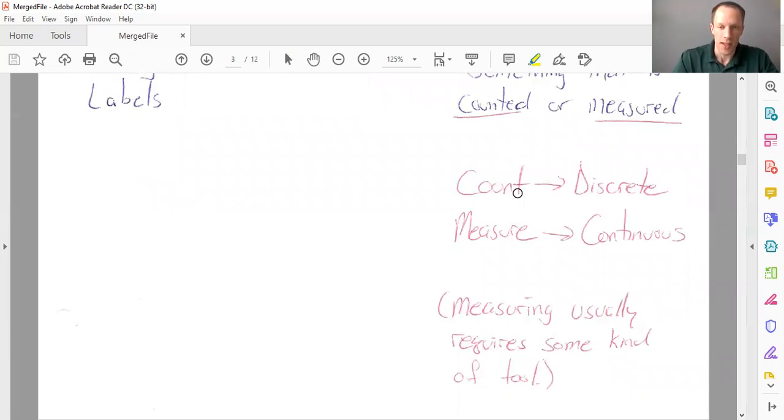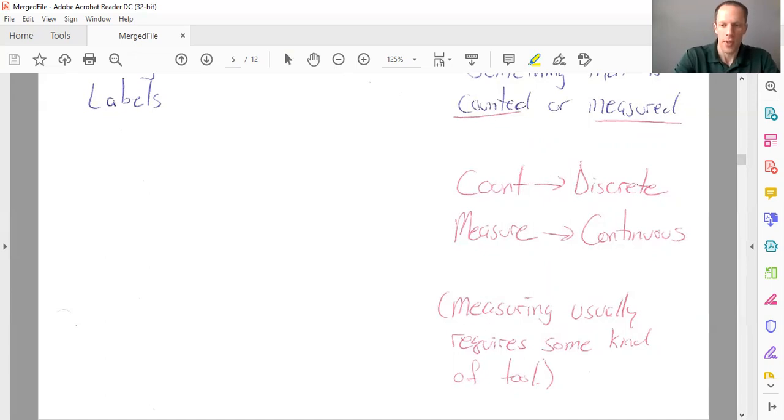And then, like I said, you can break down the quantitative into discrete or continuous data. Discrete data, you're just counting something, 1, 2, 3, 4, 5, 6, 7, 8, so on. Continuous data, you're measuring something, and that usually requires some kind of tool. So you measure people's heights with a ruler. You can measure the weight of suitcases with a scale. You can measure the temperature with a thermometer. You can measure how much time it takes to complete a task with a stopwatch. So if you see that there's some kind of tool involved, then you're most likely dealing with continuous data.